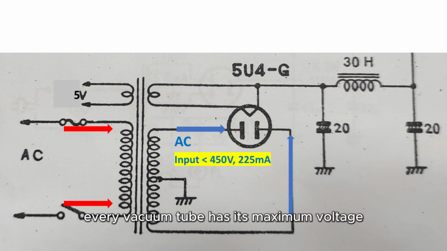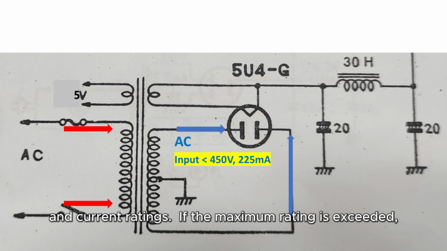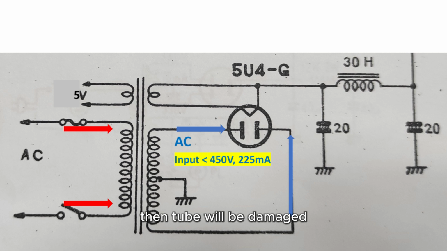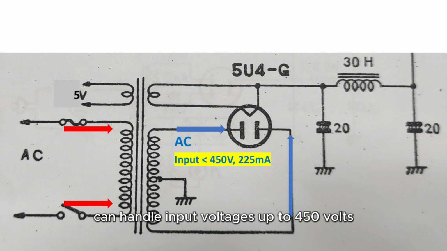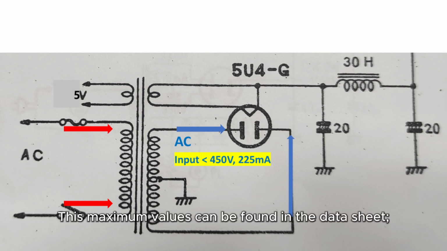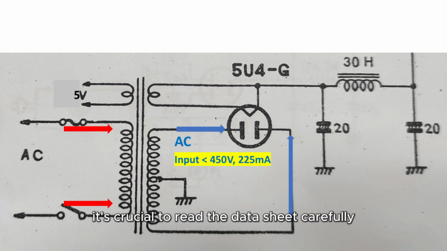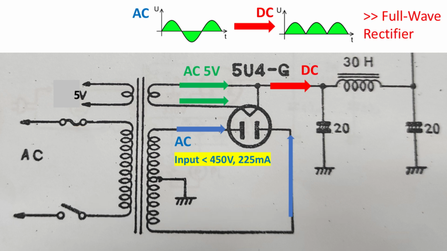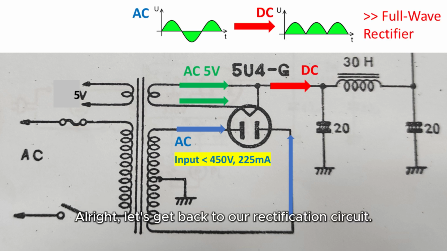Every vacuum tube has its maximum voltage and current ratings. If the maximum rating is exceeded, the vacuum tube will be damaged. For example, the 5U4G dual diode tube we use here can handle input voltages up to 450 volts and currents up to 225 milliamps. These maximum values can be found in the datasheet. Therefore, it's crucial to read the datasheet carefully before designing vacuum tube circuits. Alright, let's get back to our rectification circuit.